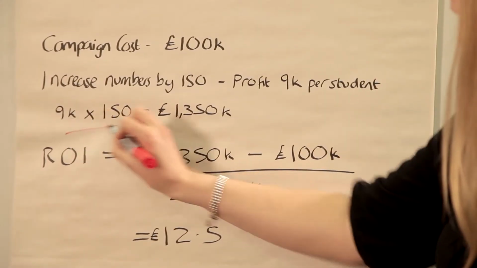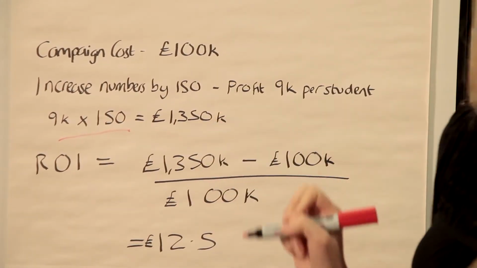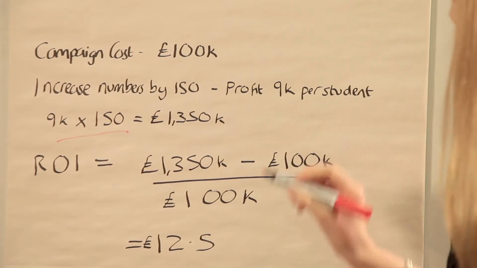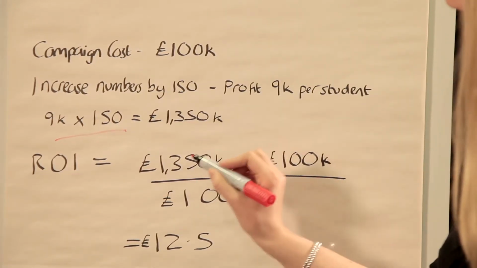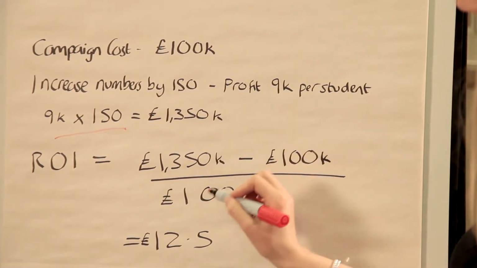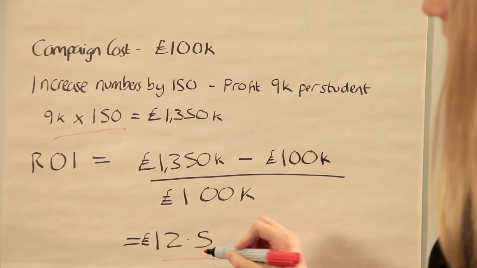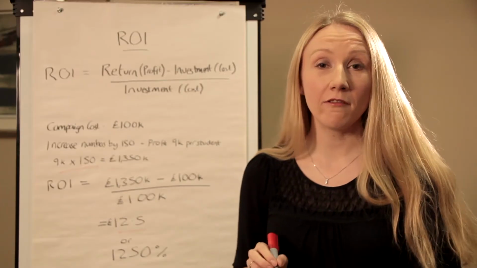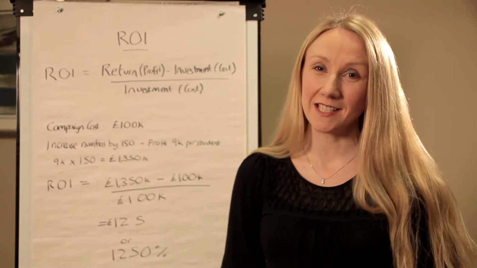So 9,000 times 150 gives you a profit of £1,350,000. Now, if you plug that into your return on investment calculation, what you then have is 1,350,000 minus 100,000 divided by 100,000, which gives you a return on investment of 12.5. That means that for every pound you spent, you made £12.50, and that is a fantastic return on investment.